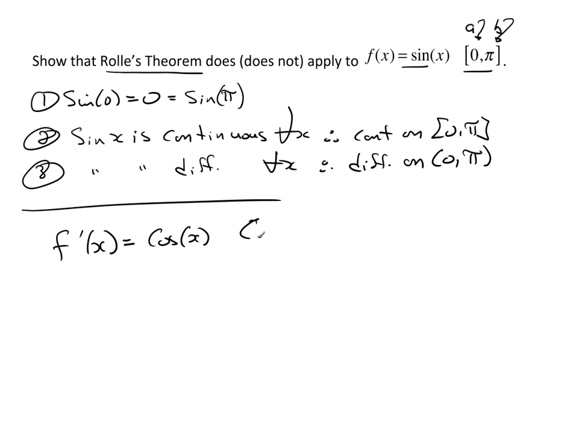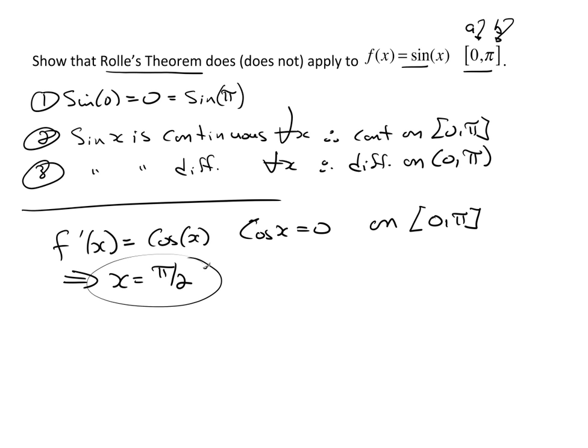If I take cosine of x, set it equal to 0, and I'm going to limit myself to 0 to pi. Well, when is cosine of x equal to 0 on 0 to pi? That only happens once, and that happens when x is equal to pi over 2. So this is where this happens. And we found that by using old techniques.